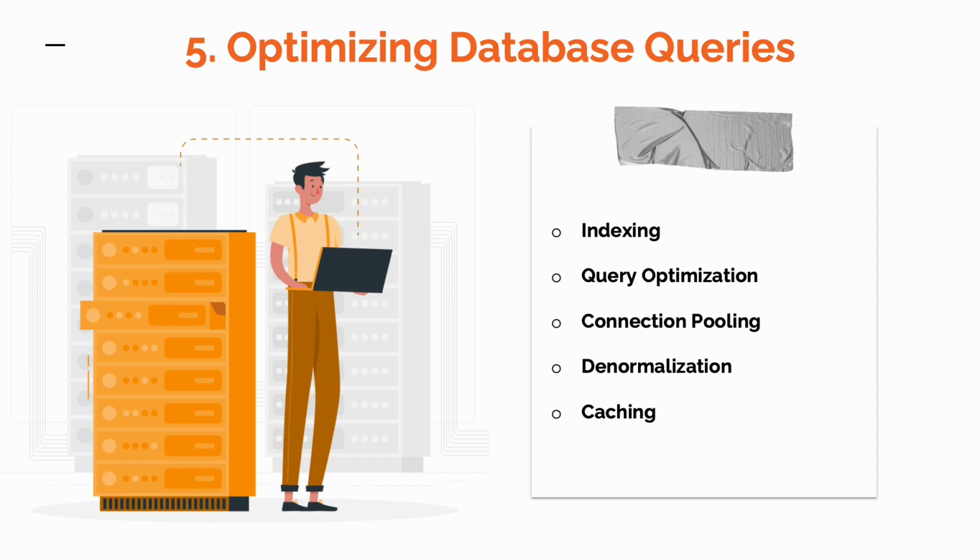First, properly indexing database tables can significantly improve query performance by reducing the time required to search for and retrieve data. Next, refining query structures and using more efficient SQL constructs can help to reduce query execution times. Then, by reusing existing database connections rather than creating new ones for each query, developers can reduce the overhead associated with establishing new connections. Lastly, in some cases, denormalizing database tables can improve query performance by reducing the number of joins required to retrieve data.